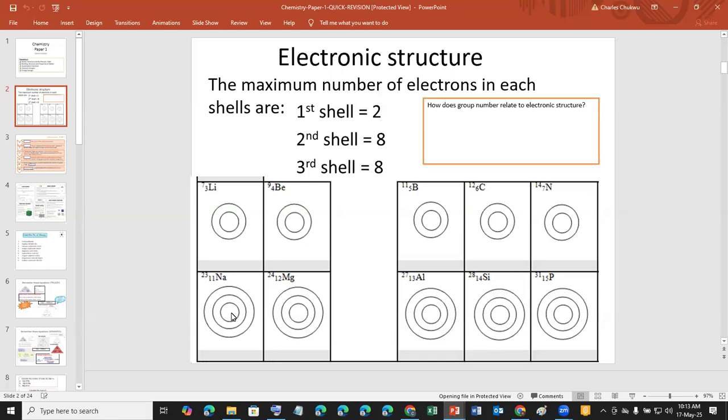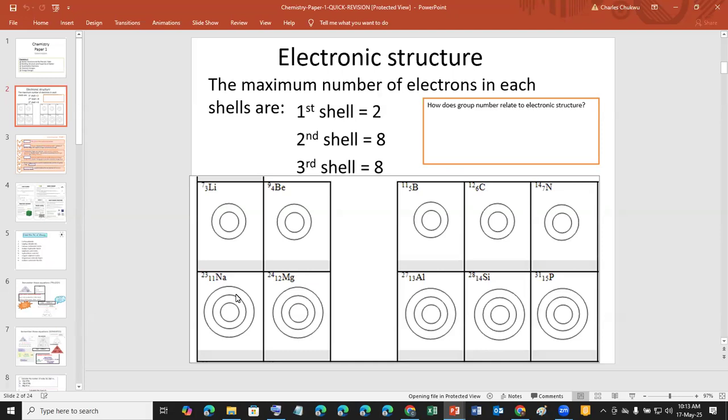Of course, the first shell will contain 2, the next one will contain 8, and the last one will contain 1. And that one electron in the outermost shell is what will tell you that sodium is in group 1 of the periodic table. The same thing applies to the other ones. Because of time, I may not be able to go through each of them, but I went through the ones for group 1 so that you can understand what's going on there.